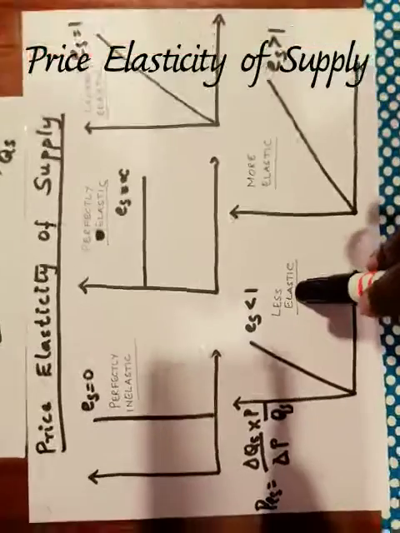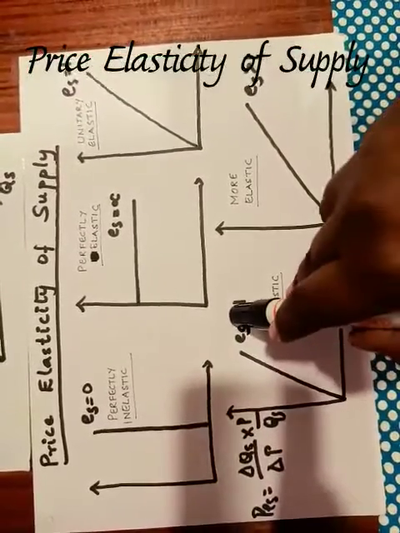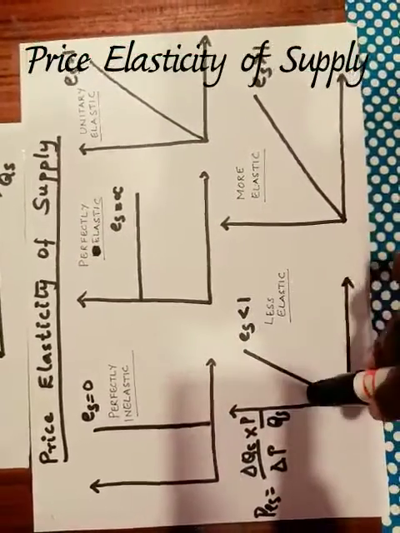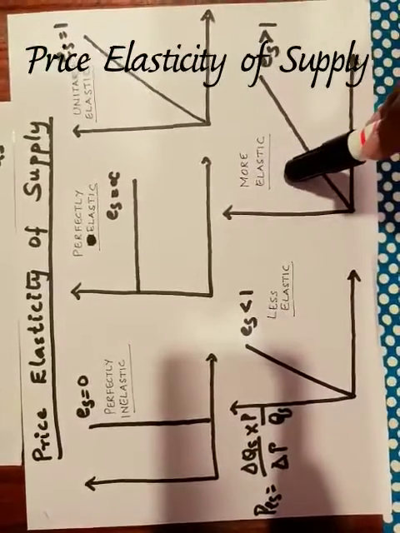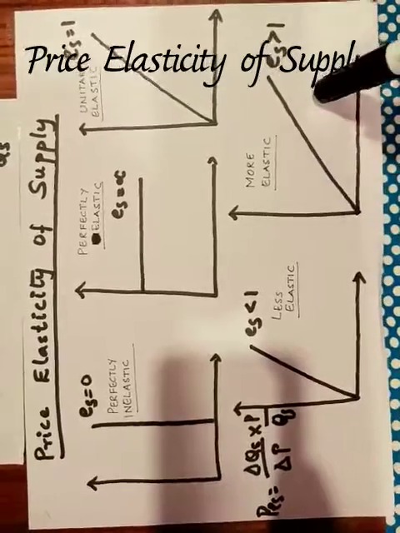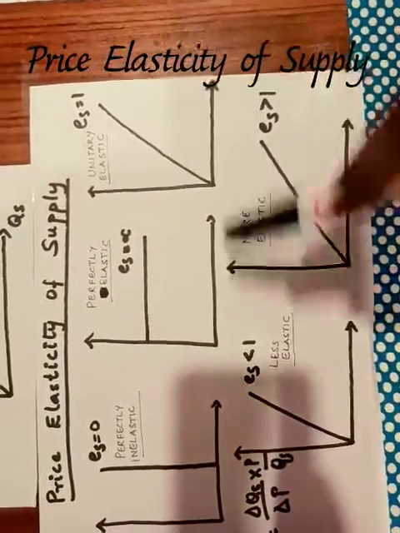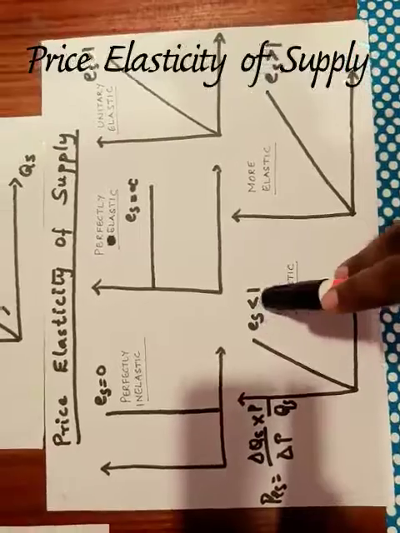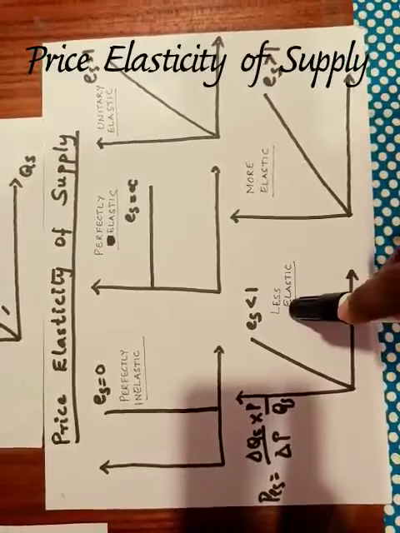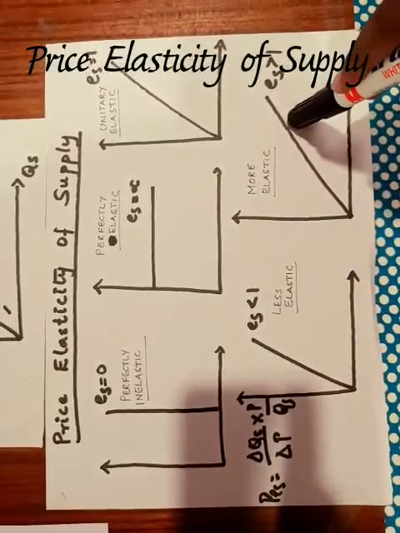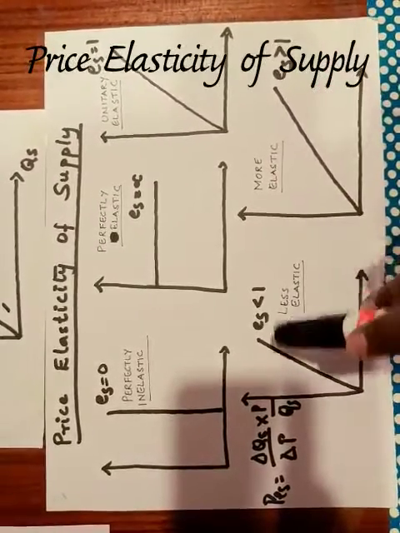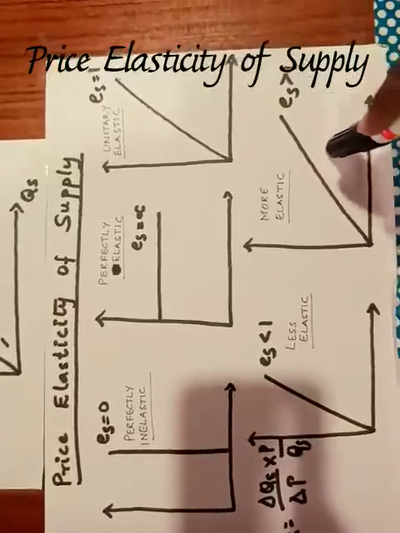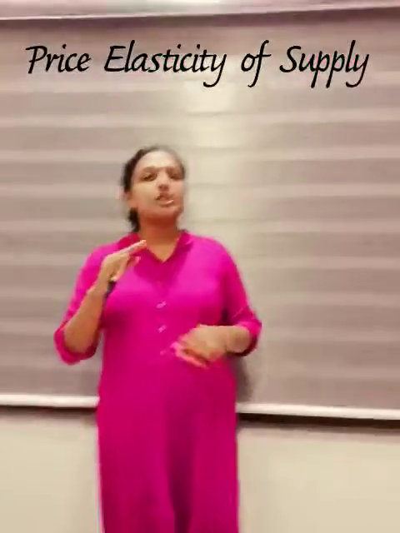Here, less elastic, that is ES is less than 1. So that means that is little steeper. So that means ES is less than 1. And you have more elastic supply where ES is greater than 1. So you can say 0 to 1, yes, 0 to 1 is less elastic and 1 to infinity is more elastic. So here you can see this is little steeper and here it is little flatter. So these are the 5 different degrees of elasticity of supply.